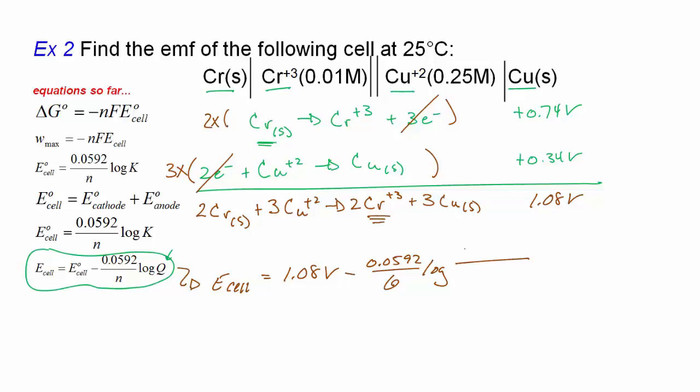So chromium ion, and it has to be squared. Copper 2, and it has to be cubed. And what were those concentrations? See if you can find them. Chromium 3 is 0.01. Copper 2 is 0.25.